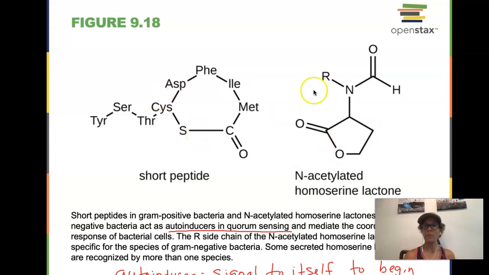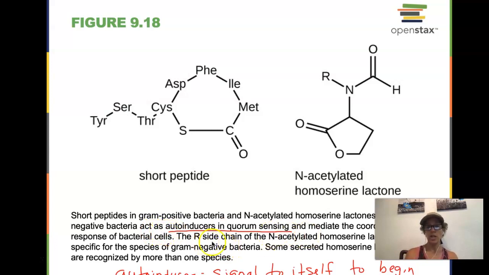Do not memorize these. These are short peptides. They are called autoinducers in quorum sensing. To auto-induce means a cell secretes a chemical, and that chemical signals back to the cell that made it. And quorum sensing is a way to determine how many of your own type of cell are in your neighborhood. So that coordinates the response of bacterial cells.